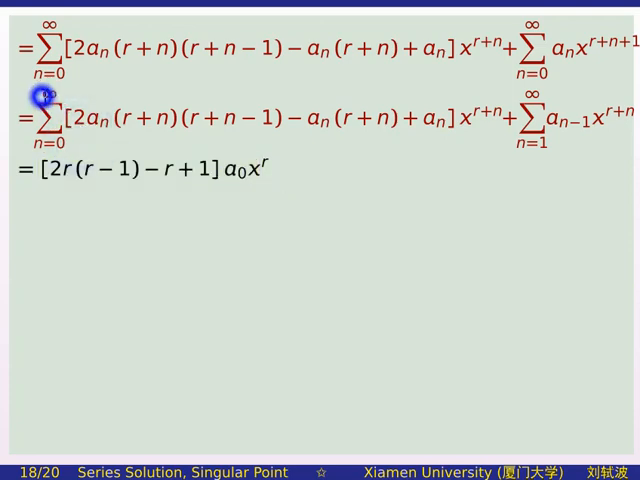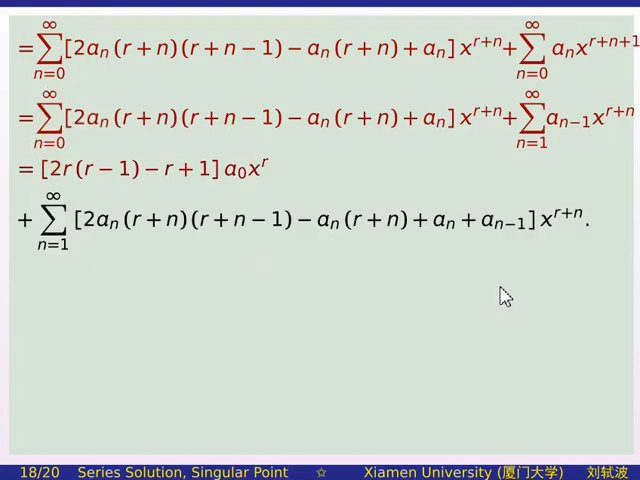Then having written the term corresponding to n equal to 0 separately, this summation becomes n from 1 to infinity, so that it can be combined with the second summation. Okay, so this is n from 1 to infinity. We copy the coefficients of the first summation, that is here. Then add the coefficient of the second summation, a_(n-1). And then all this is multiplied by the common x^(r+n). Okay?